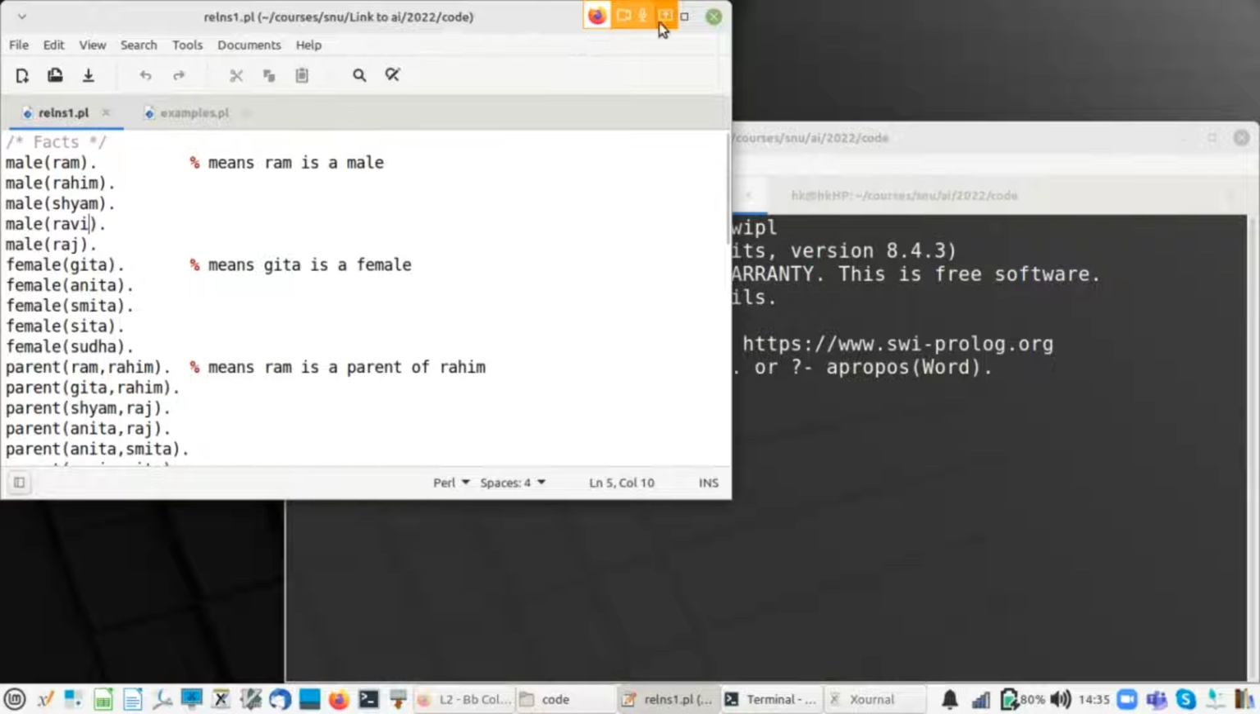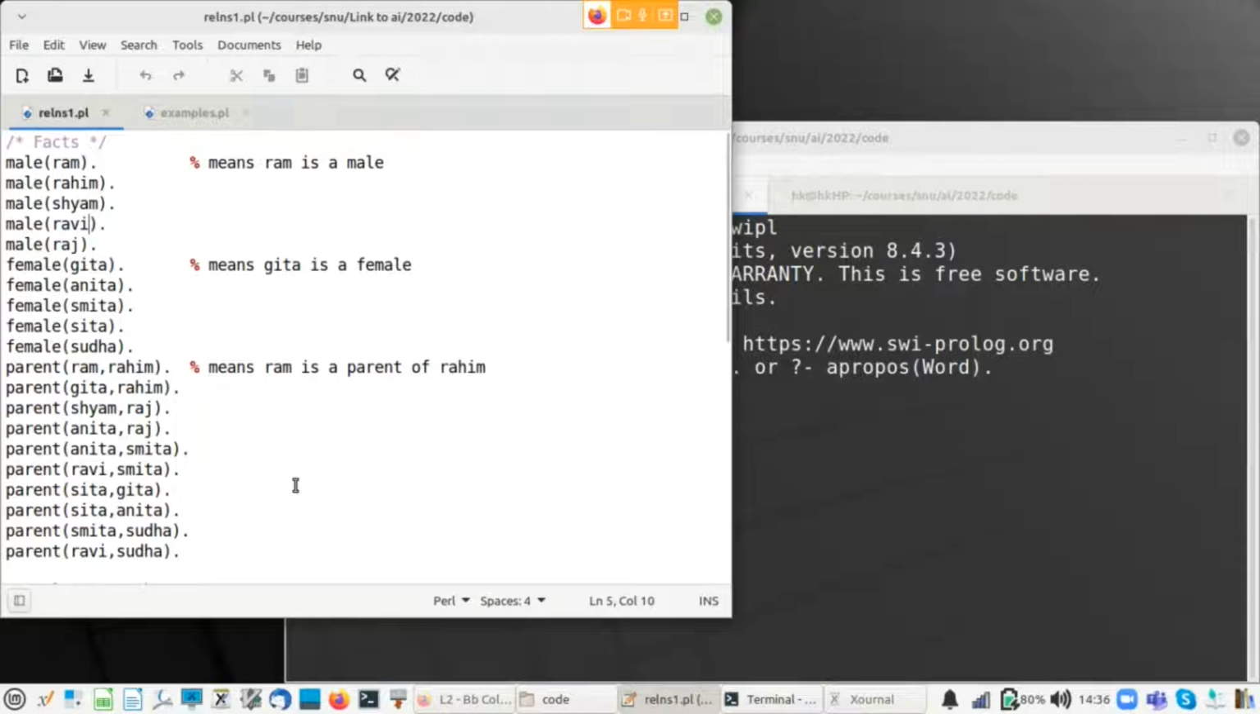So in this program I am actually asserting certain facts. I am saying male Ram, male Rahim, male Shyam, male Ravi, and so on. Male Raj, Geeta is a female, Anita is a female, Smita is a female, Sita is a female, Sudha is a female.